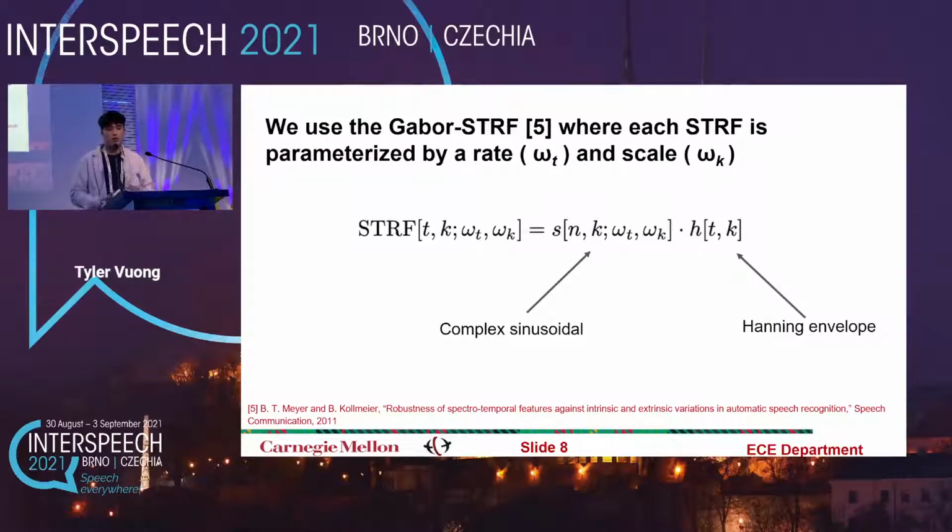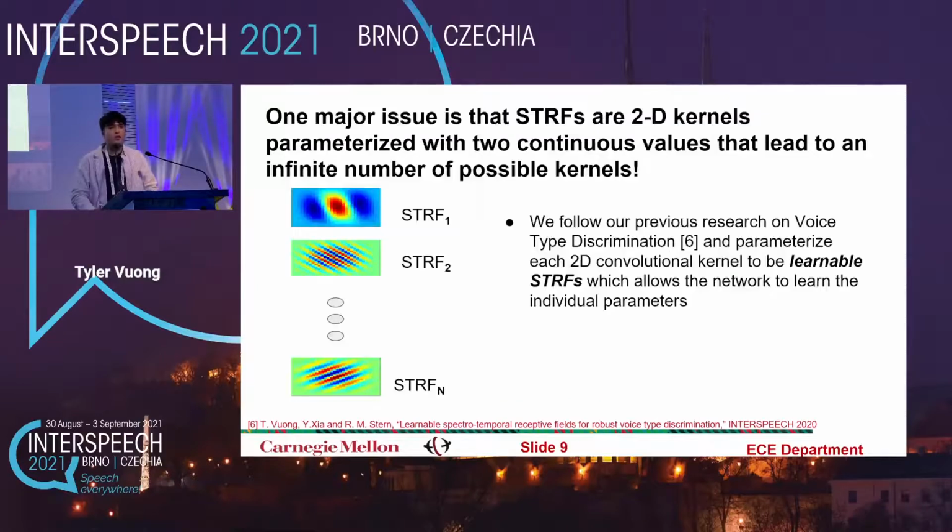So you can imagine these STRFs are these 2D kernels, but in the traditional neural network sense, rather than learning all 25 weights of a 5x5 kernel, you're just learning these 2 parameters, the rates and scales that control the modulation. But there is one major issue. The one major issue is that these STRFs are 2D kernels that are parameterized by 2 continuous values, which leads to an infinite number of possible kernels.